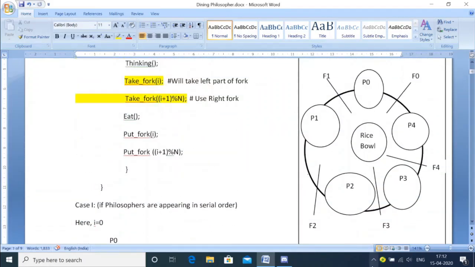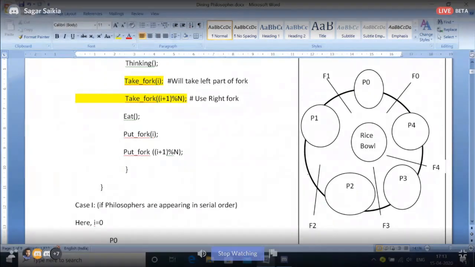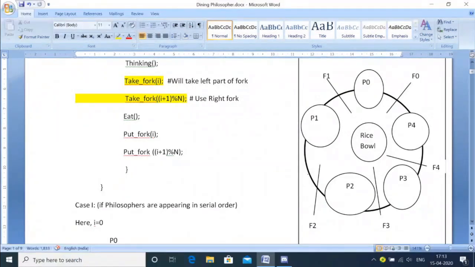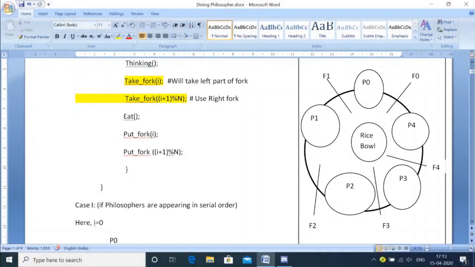P0 required F0, F1. P0 got only F0, but P0 wants F1 also to eat the rice bowl. In between, what has happened? P1 came before P0 could take this fork. He took this fork and he took this fork also. Now, what will happen in case of P0? P0 now will wait for F1.